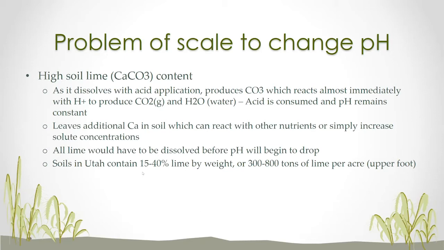In fact, if we get up to higher contents, which is not uncommon, soils right here around Utah State University are anywhere from 20 to 30% calcium carbonate. We're starting to get up into the 500 tons per acre level of carbonate content. And so this reaction takes place almost immediately, and we don't really get a net change in pH in those systems where we have excess lime in the system.